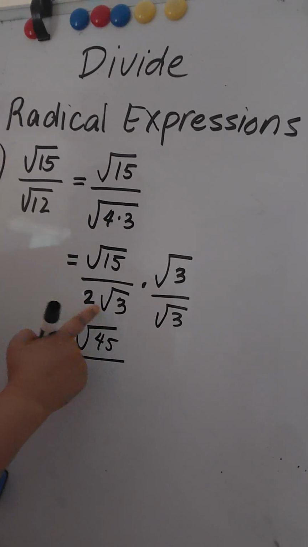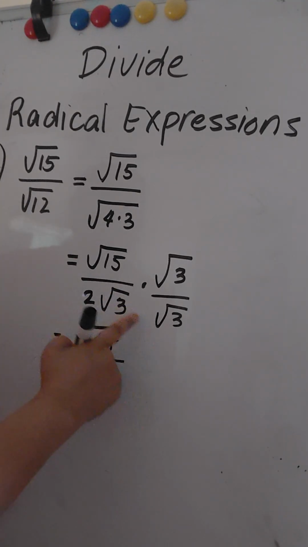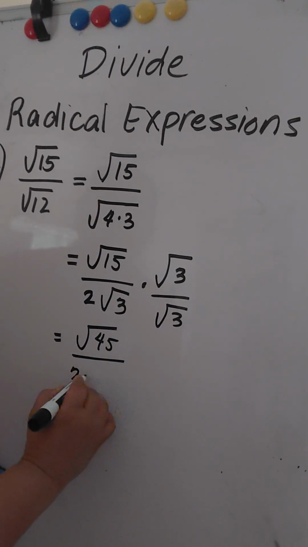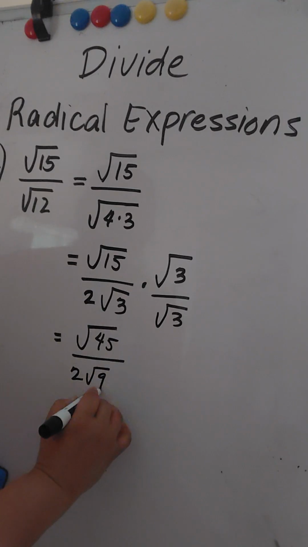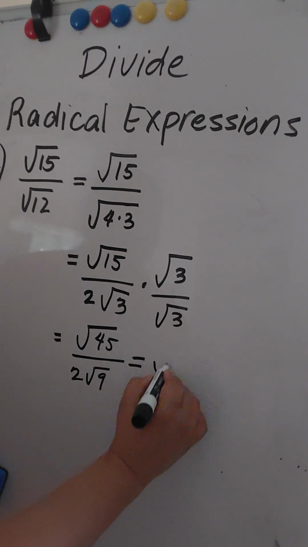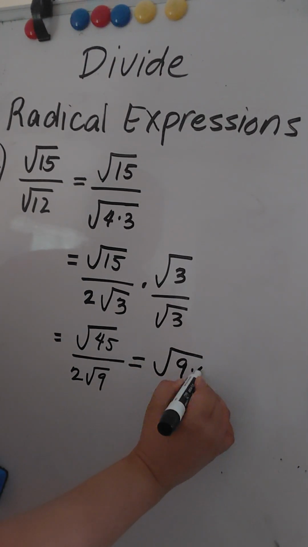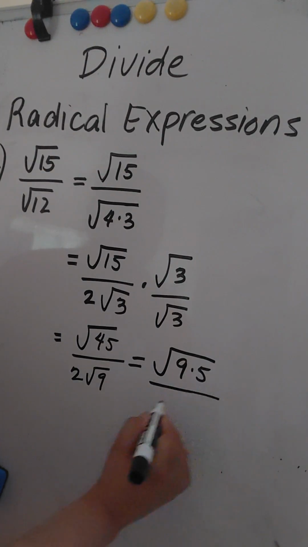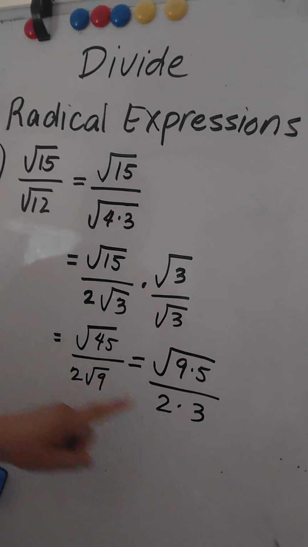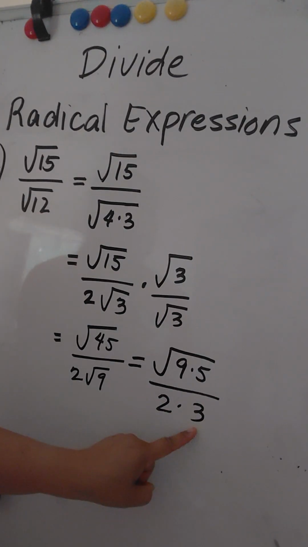Over 2 square root of 3 times square root of 3. You multiply only the radicals, and then multiply 1 and 2. So that would be 2 square root of 9. Then for the numerator, find the factors of 45 in which one of the factors is a perfect square. So we have square root of 9 times 5 over 2 times 3. Why 3? Square root of 9 is 3.